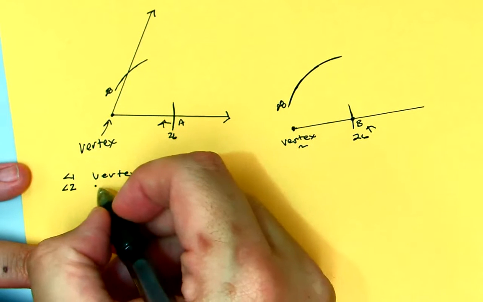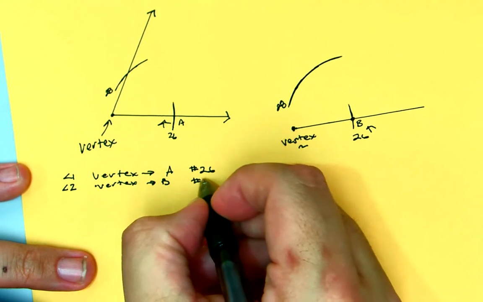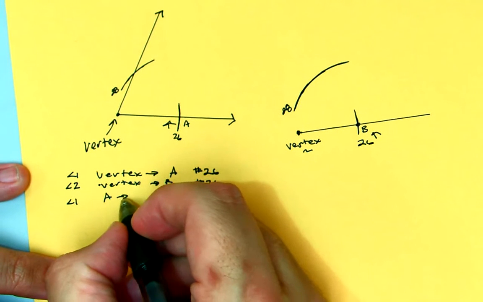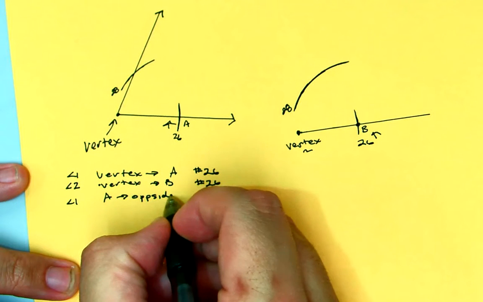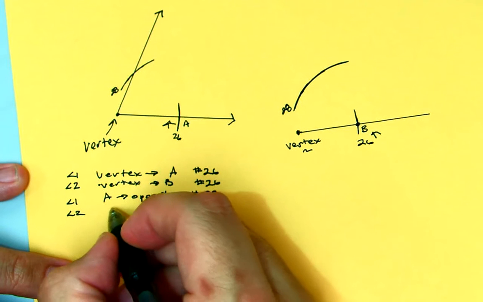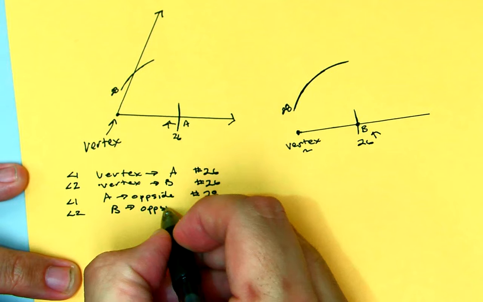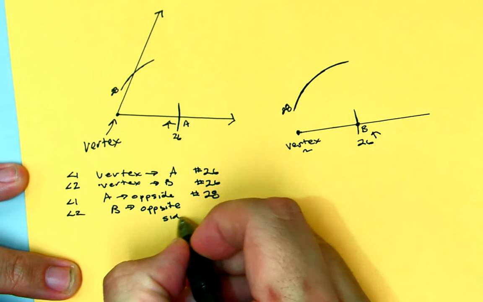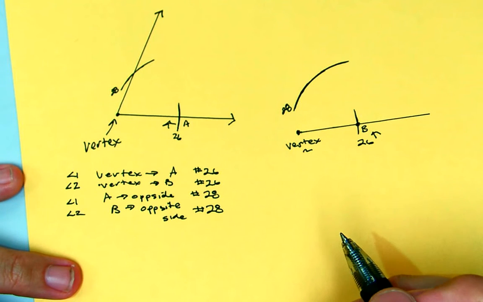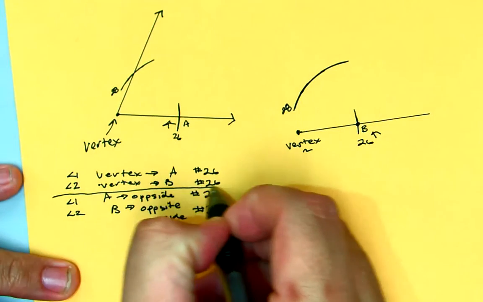So on the new angle that we're trying to draw, I went from vertex to B with a number 26. Now in angle 1, I went from A to the opposite side with a number 28. So in angle 2, I'm going to do the same thing from B to the opposite side. Even though we don't have the opposite side drawn yet, I'm going to use the number 28. So, as you can see, there's kind of consistency to what we did.